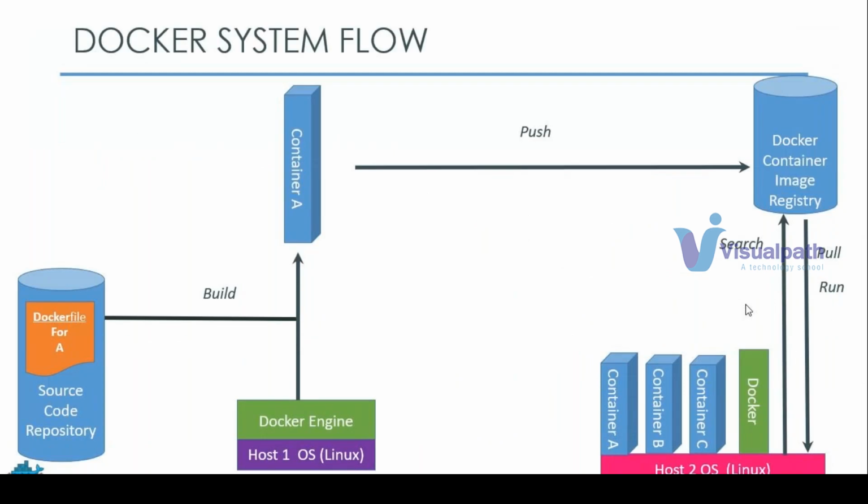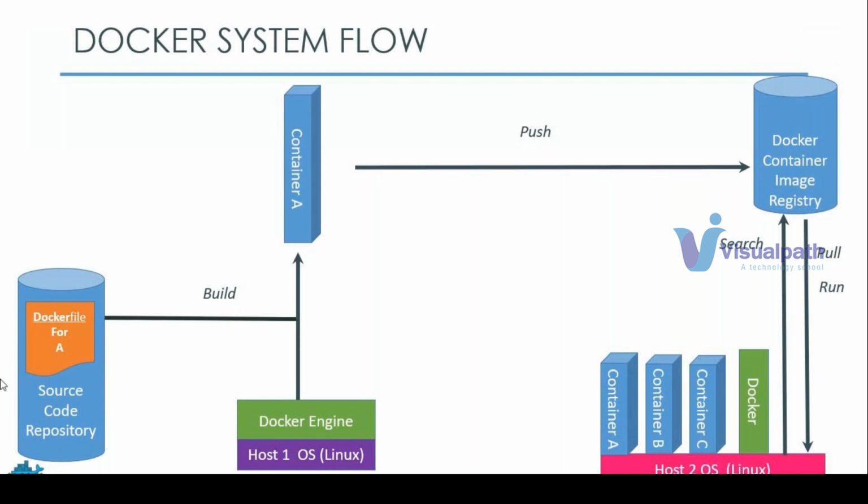So, Docker system flow. The Docker file is the base of the container creation or the image creation. It is the first thing we need to develop, a set of steps to build up our container.